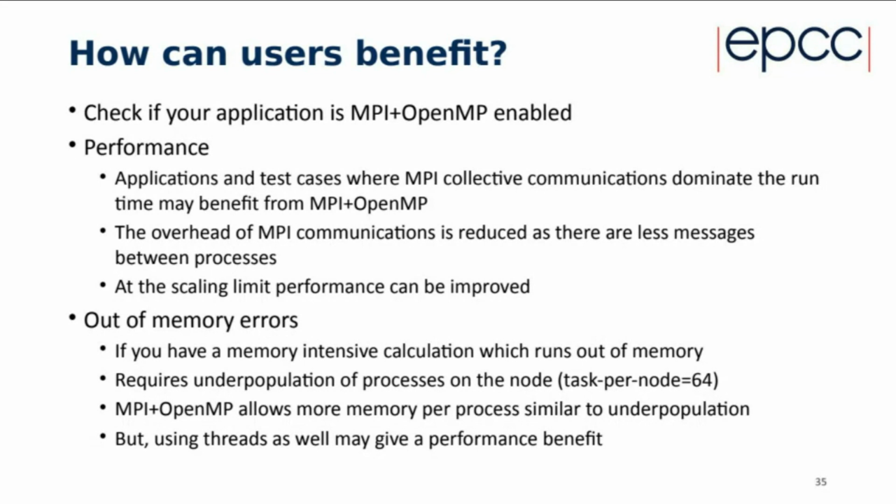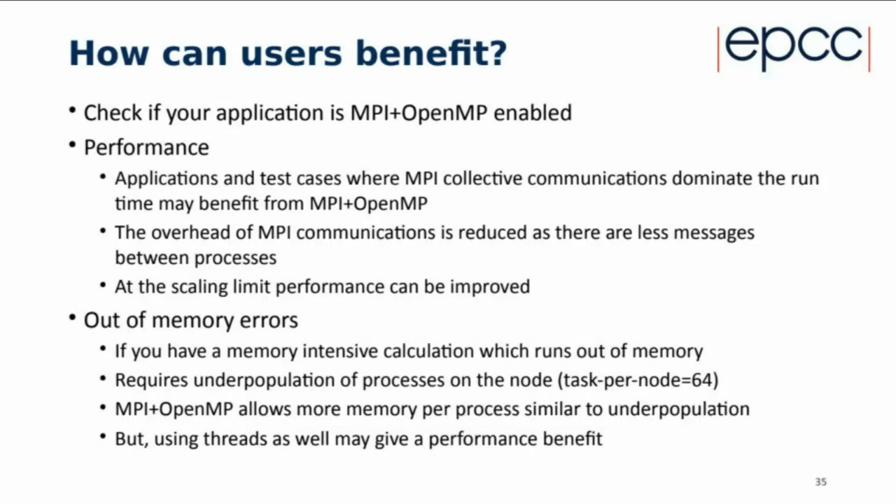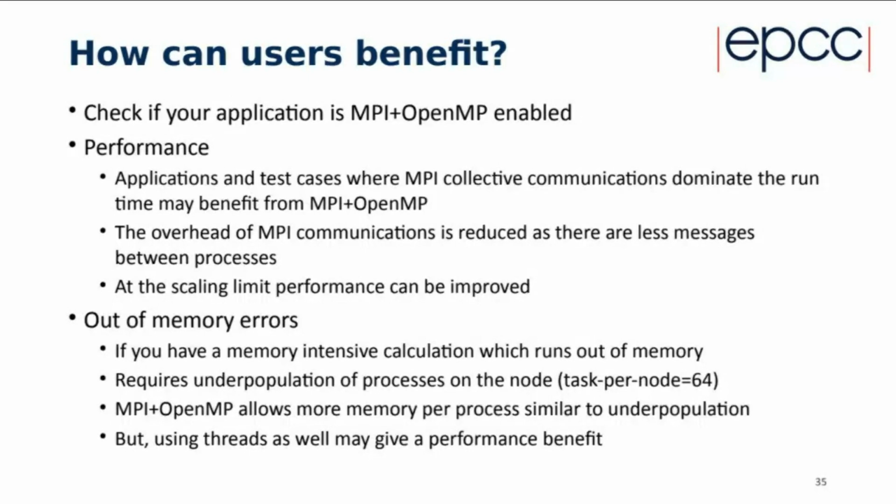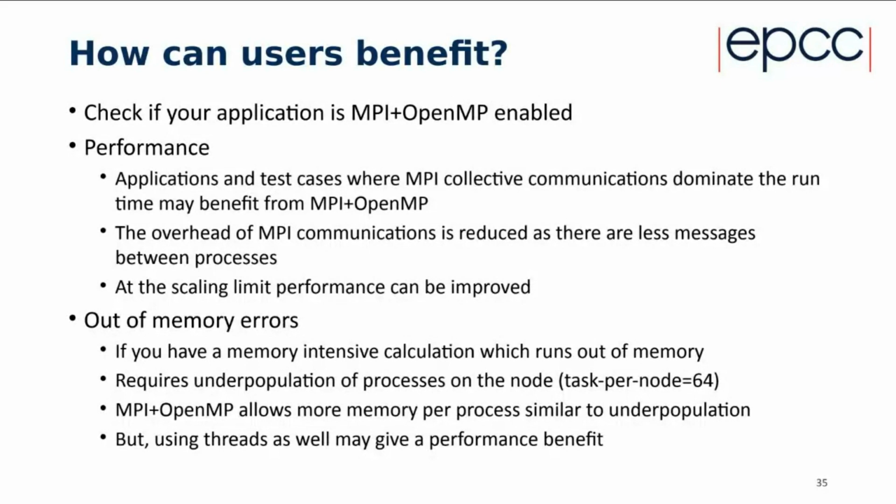And if you have out of memory errors, so if you've got a memory intensive calculation where you run out of memory and you find that you're having to underpopulate the number of processes on the node in order for it to run, so setting tasks per node to 64 rather than 128. If you're in that case, you're reducing the number of processes on a node, but then you can also use threading as well. So maybe you can benefit in that way. You're allowing more memory per process with MPI plus OpenMP, and then having threads on top of that may also help with the performance a bit.